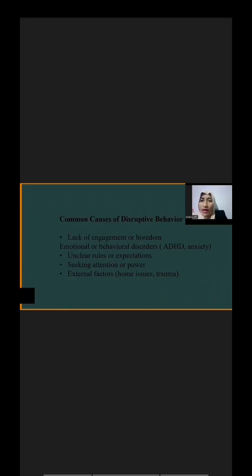So here are common causes of disruptive behavior. There are four of them. First, lack of engagement or boredom, emotional or behavioral disorder, ADHD, and anxiety. Second, unclear rules or expectations. Third, seeking attention or power. And fourth, external factors, home issues, or trauma.